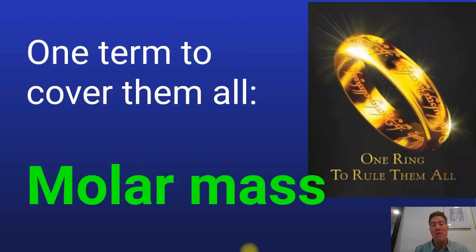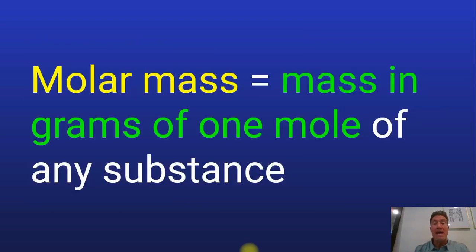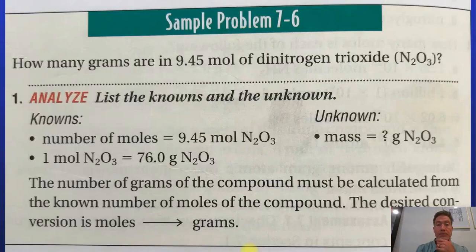Rather than using those other 3, gram atomic mass, gram molecular mass, gram formula mass, we're just going to use the mass of a mole of whatever we're talking about. So molar mass is the mass in grams of 1 mole of whatever substance we happen to be talking about, whether it's atoms or molecules or formula units.